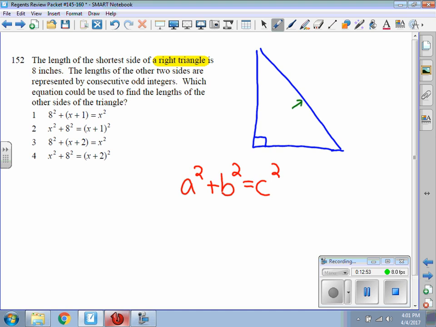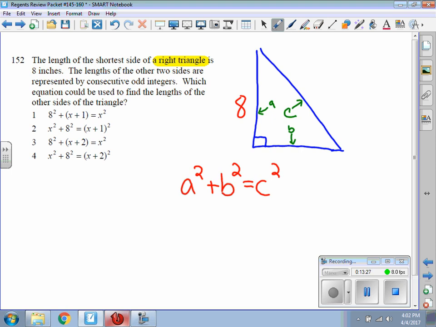C is always our hypotenuse, that longest side, and A and B are the other two sides, the legs. So now I'm going to use the information from the problem and figure out what those sides are being represented as. The length of the shortest side is 8 inches. Well, the hypotenuse is always the longest side, so one of the legs, either A or B, we'll say is 8.